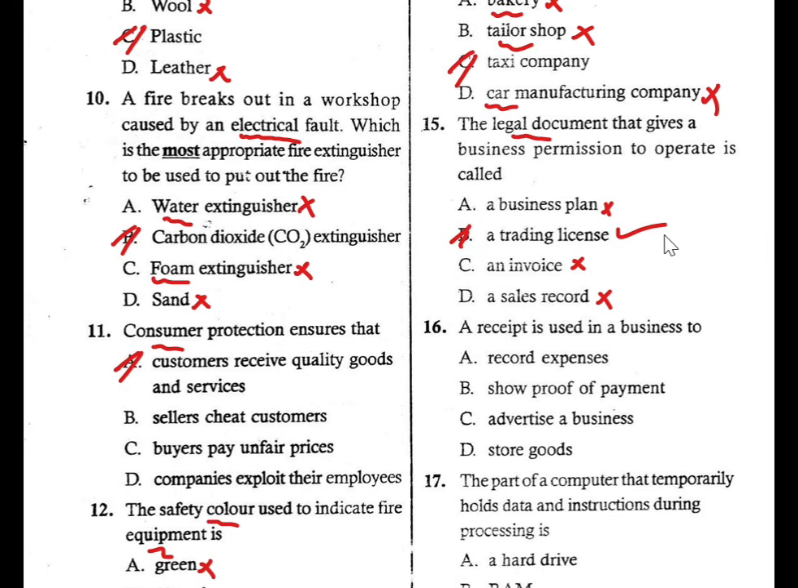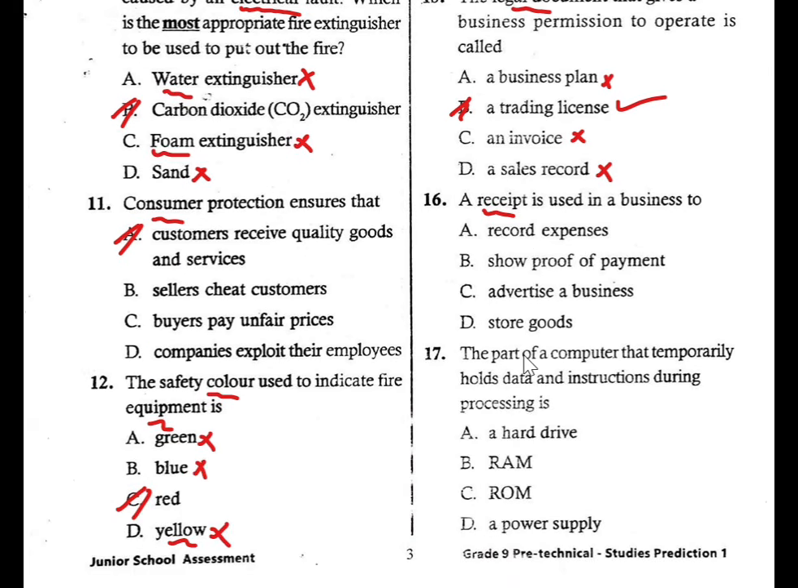Question number 16. A receipt is used in a business to A, record expenses, B, show proof of payment, C, advertise a business, D, store goods. When you go to a supermarket, for example, you are given a receipt, or when you go somewhere to pay school fees, you are given a receipt. So what is the function of a receipt? We know that the answer is to show proof of payment. So number 16, the answer is B. It shows that you paid, so the goods or the service has been received. Number 16, the answer is B, to show proof of payment.